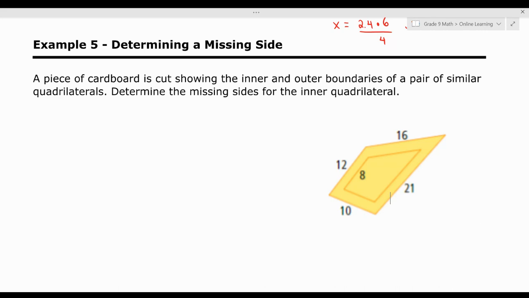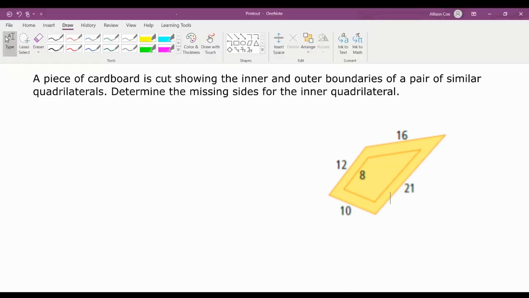But you'll notice right away, it just has random side lengths. There's no labeling, so they're not telling you which angles are connected. So we're going to have to do a little bit of that work on our own. It tells you, a piece of cardboard is cut showing the inner and outer boundaries of a pair of similar quadrilaterals. We want to determine the missing sides for the inner quadrilateral.